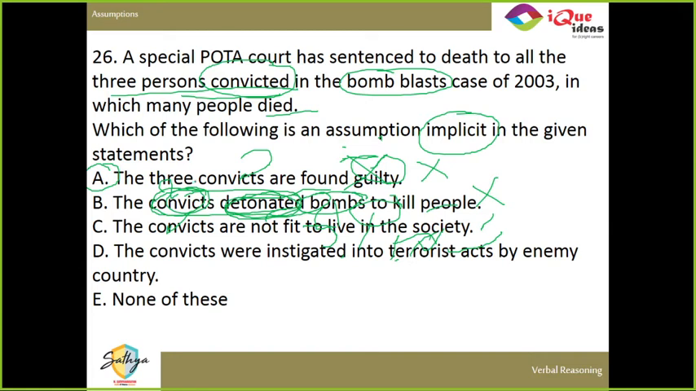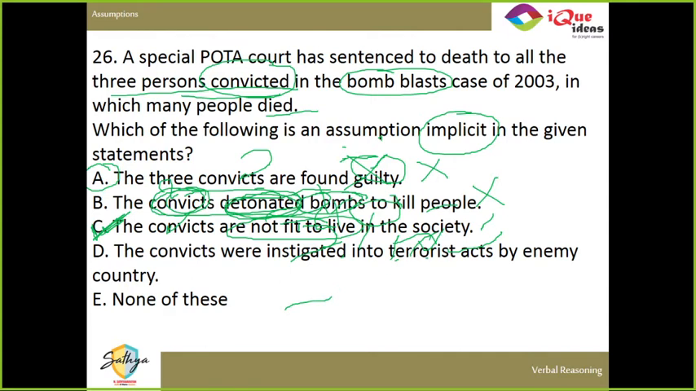I don't have anything which tells me that these were the people who actually set the bomb themselves. They could have made somebody else do it. So B is not necessarily true. C is definitely true. Because only when we say that they are not fit to live, will we sentence them to death. So C is definitely true.